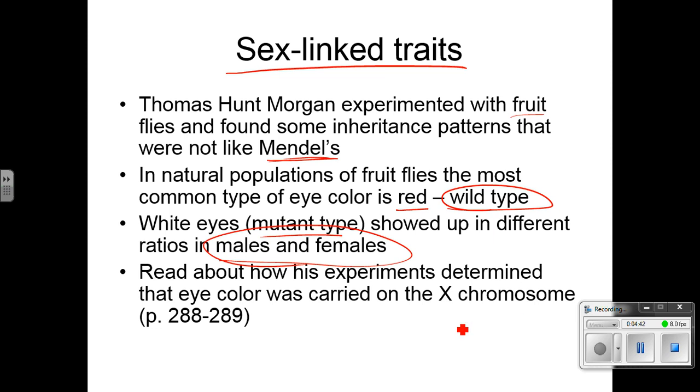You can read more about his experiment and how he determined that eye color was carried on X chromosomes on these pages. Especially if you're interested in history, it's important to look at that and see how he came up with this idea. But ultimately, what he determined based on the genetics and the ratios that he got is that the eye color gene is located on the X chromosome.